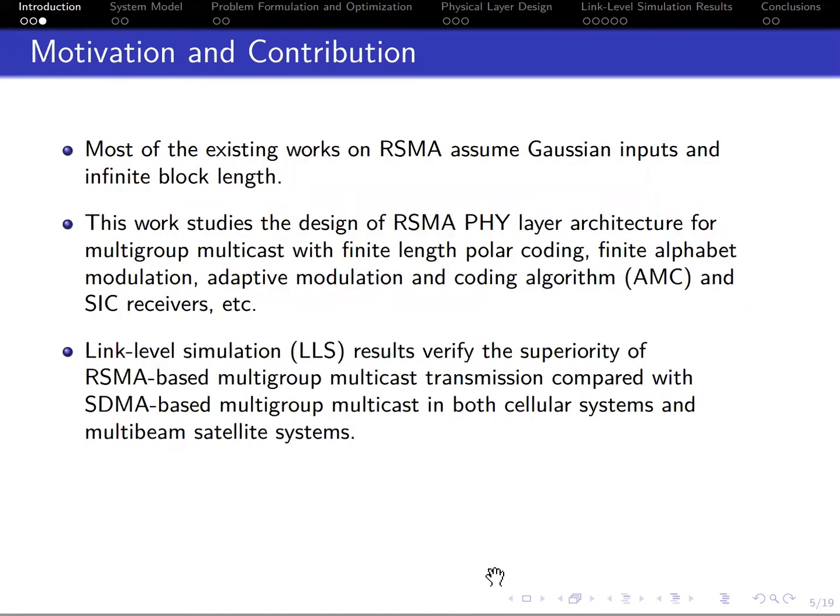Most of the existing works on RSMA assume Gaussian input and infinite block length. In this work, by leveraging the recent results on RSMA-based multigroup multicast beamforming with imperfect CSIT, we investigate the design of RSMA physical layer architecture with finite length polar coding, finite alphabet modulation, adaptive modulation and coding algorithm, and SIC receivers, etc. Link level simulations are conducted to show explicit throughput gain of RSMA-based multigroup multicast transmission compared with SDMA-based strategy in both cellular systems and multi-beam satellite systems.